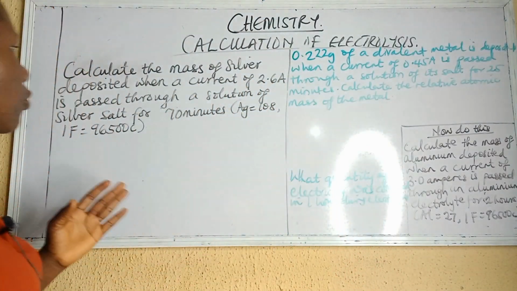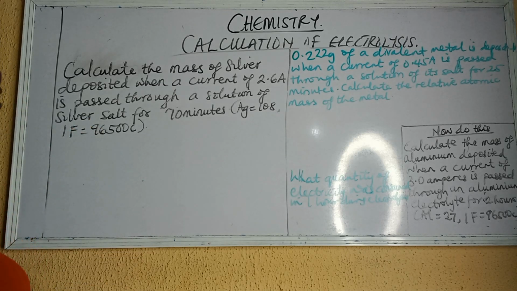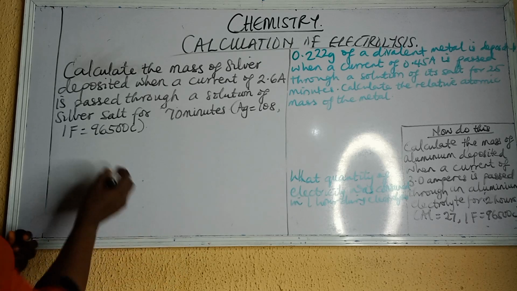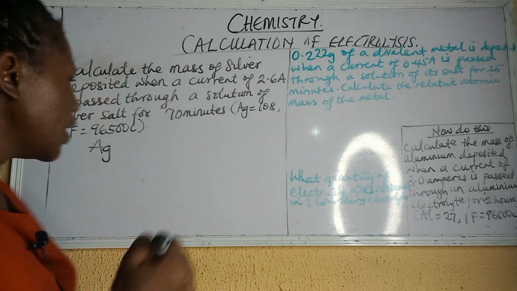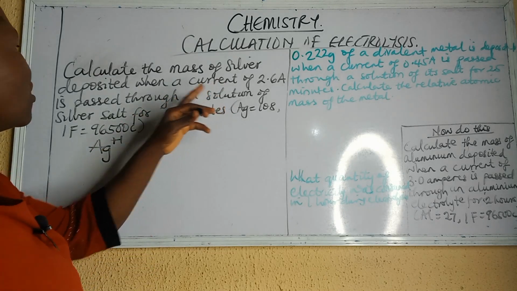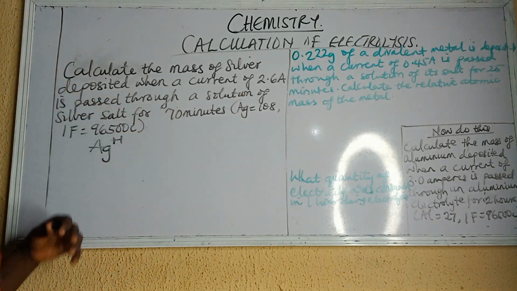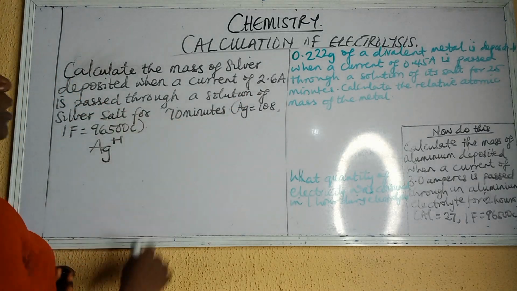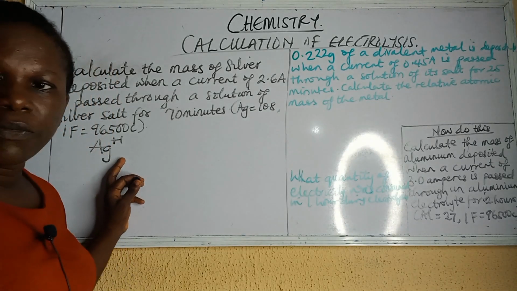So let's treat the first question here. Calculate the mass of silver deposited when a current of 2.6 ampere is passed through the solution of silver salt for 70 minutes. Silver is written as Ag, and the charge on silver is +1. Now, let's write the equation of reaction first.